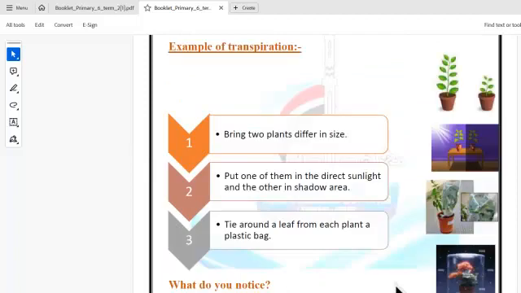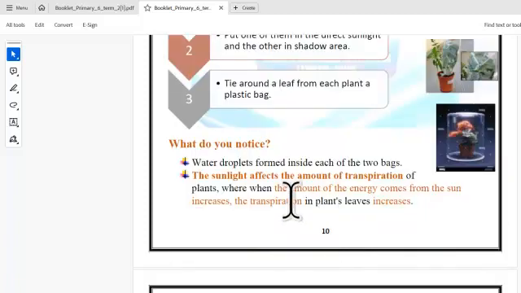Example of transpiration. Bring two plants that differ in size, like this. Put one of them in direct sunlight and the other in a shadow area. Tie a plastic bag around a leaf from each plant. What do you notice? Water droplets formed inside each of the two bags. The sunlight affects the amount of transpiration of plants, where when the amount of energy that comes from the sun increases, the transpiration in the plant's leaf increases.